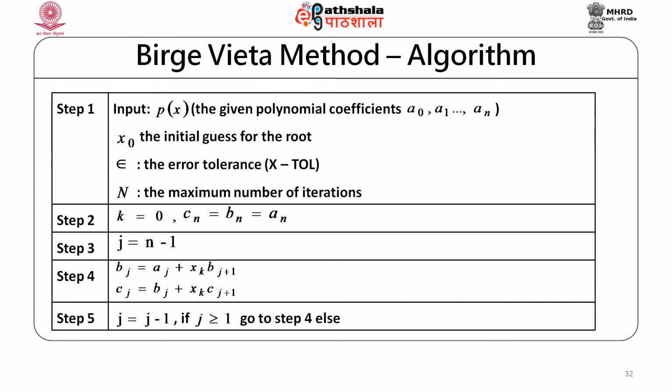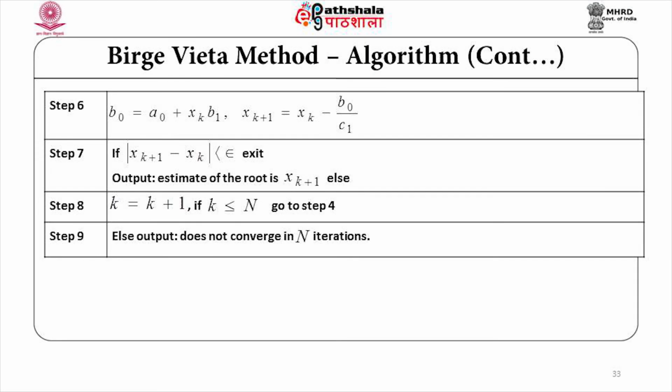So, we get the value of b0, then we exit. Exit means we get the value of x(k+1), and then we repeat these steps as long as we reach the desired accuracy.